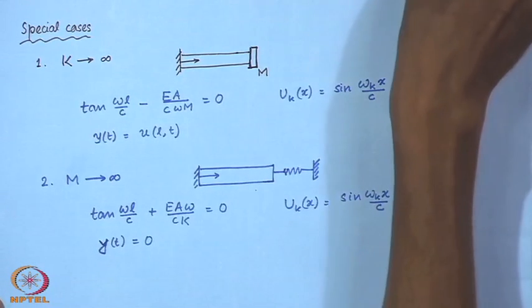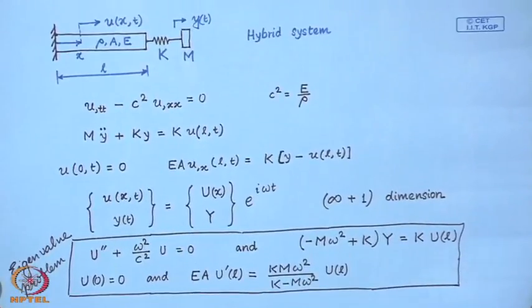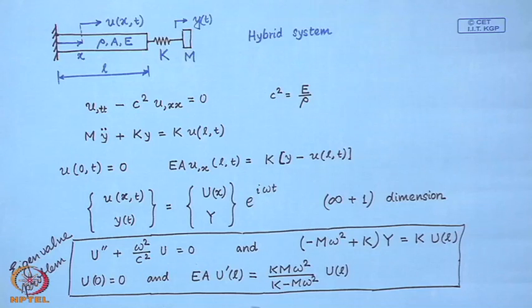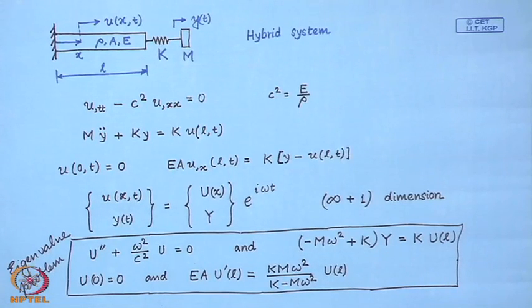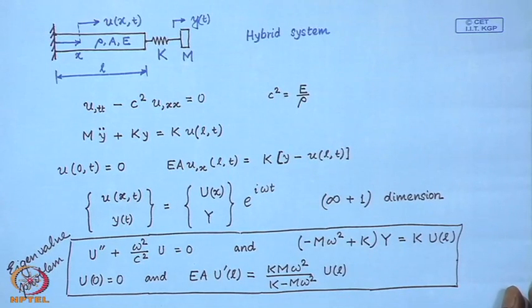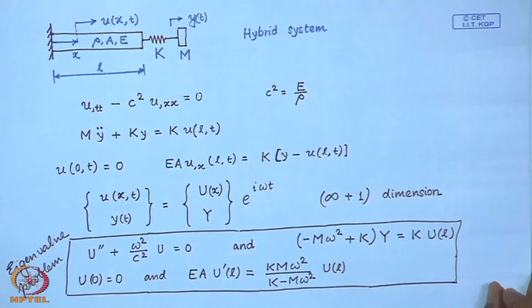Now, if you look back at this example that we have discussed, and if you see this eigenvalue problem, you see this boundary condition here is dependent on the circular natural frequency or the eigenvalue itself. So, in this system the boundary condition is a function of the eigenvalue.